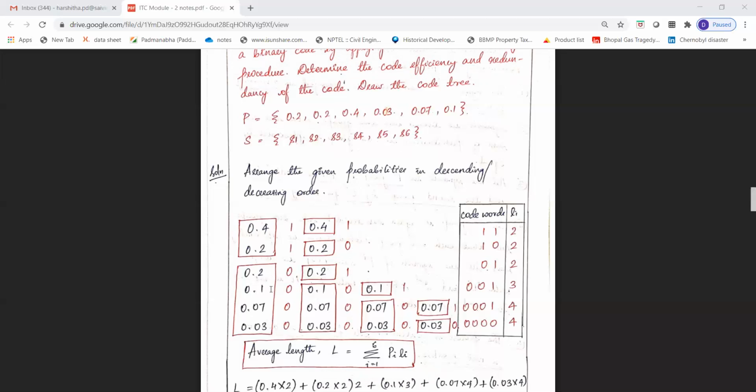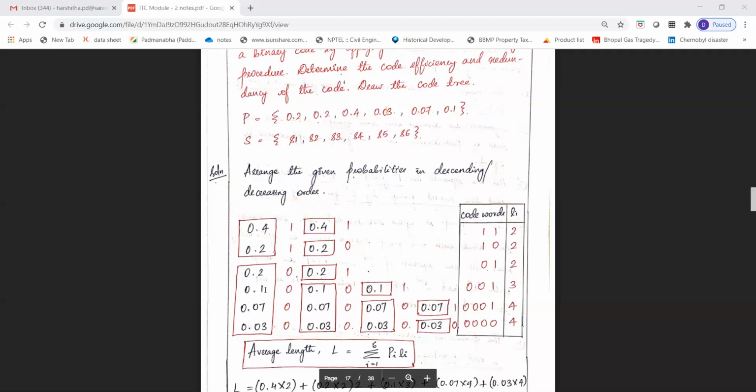Next, this is the second subgroup. Now I'll have to divide this into subgroups further. So how will I do that? First add these two values, 0.03 and 0.07. I'll get 0.1. Am I right? So I have got 0.1 by adding these two values. Now I have one more 0.1, so let me add that. I'll get 0.2, isn't it? I already have 0.2 here.